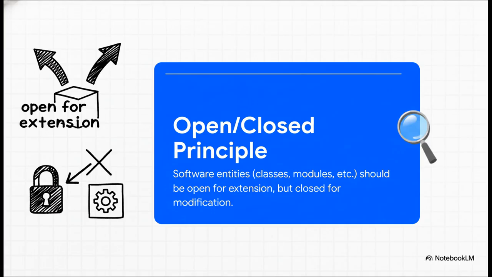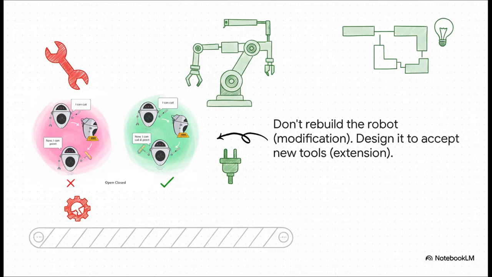It's a really elegant idea. It says our code should be open for extension, meaning we can add new features, but closed for modification. In other words, we shouldn't have to change existing, already tested code just to add something new. And this image explains it perfectly.